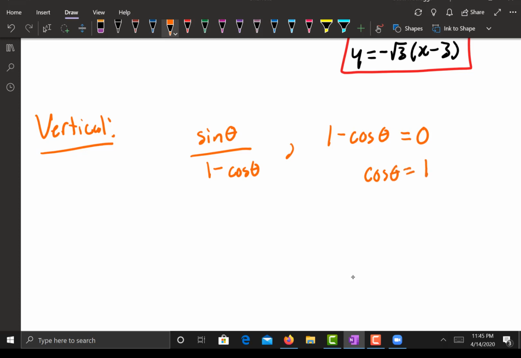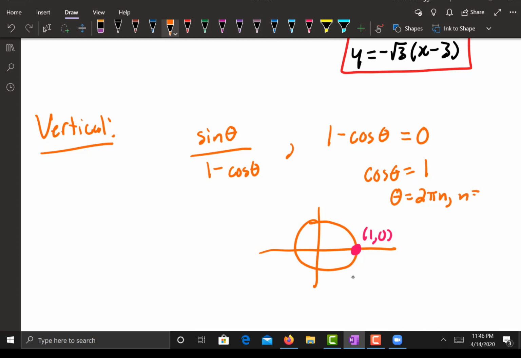Well, the way that I could get cosine of theta equals 1 is, as I mentioned for horizontal, in my unit circle, I need to land at the point (1, 0), which means that theta will be 2 pi n, where n is an integer. And that's our thought process with that.